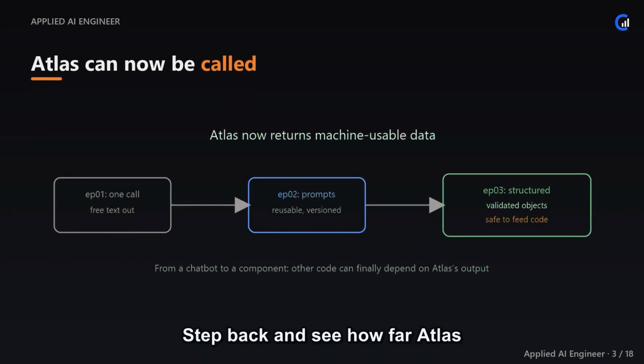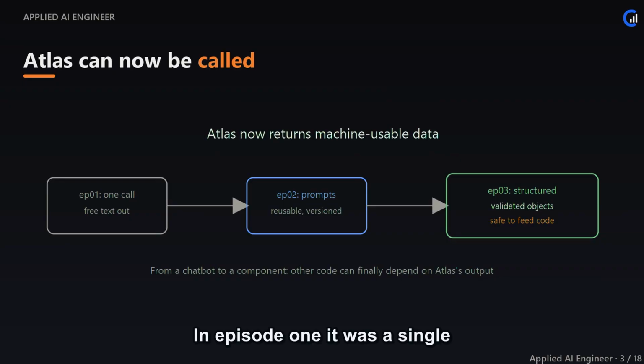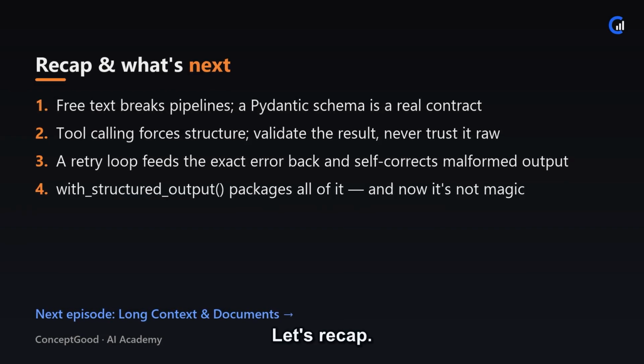Step back and see how far Atlas has come. In episode 1, it was a single call returning free text. In episode 2, we gave it reusable, versioned prompts. Today it returns validated, structured objects, which means, for the first time, other code can depend on its output. A function can take Atlas's resume and rank candidates. An API can return it as JSON, a database can store it field by field. Atlas crossed the line from a thing you chat with to a component you build with. That's a real promotion. Let's recap.